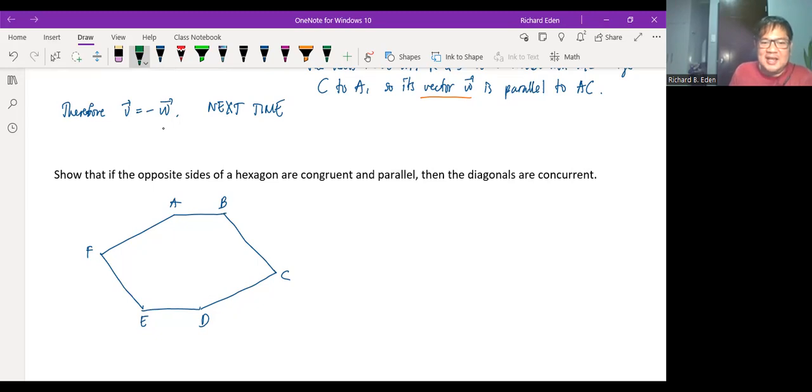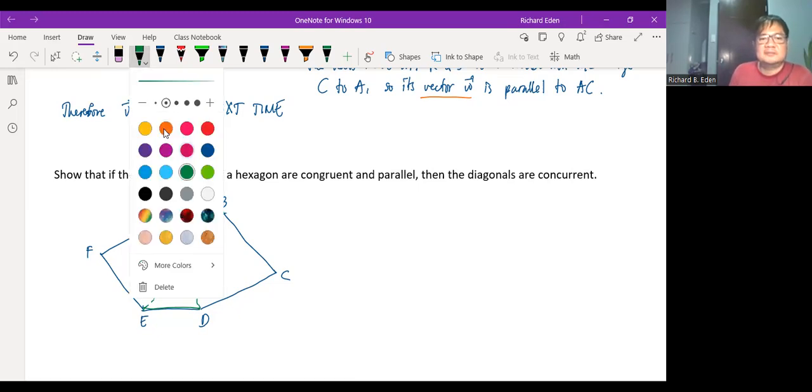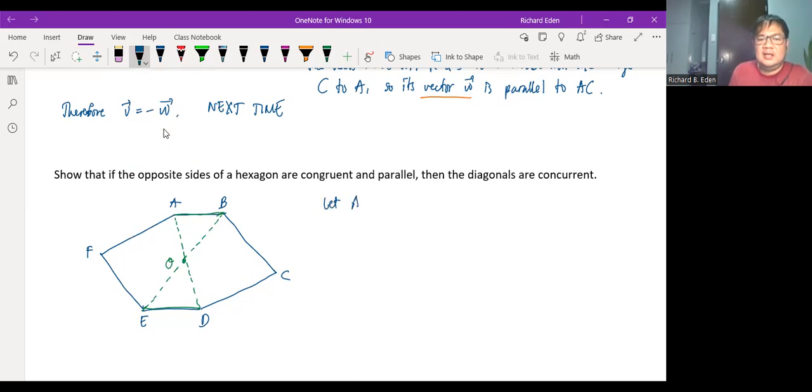So AB and ED are congruent, right? Therefore, you can form a parallelogram ABDE, and the center, which is the intersection of its diagonals, let's call it point O. Then you can interpret point O as the center of a half turn. Let AD and BE intersect at O.